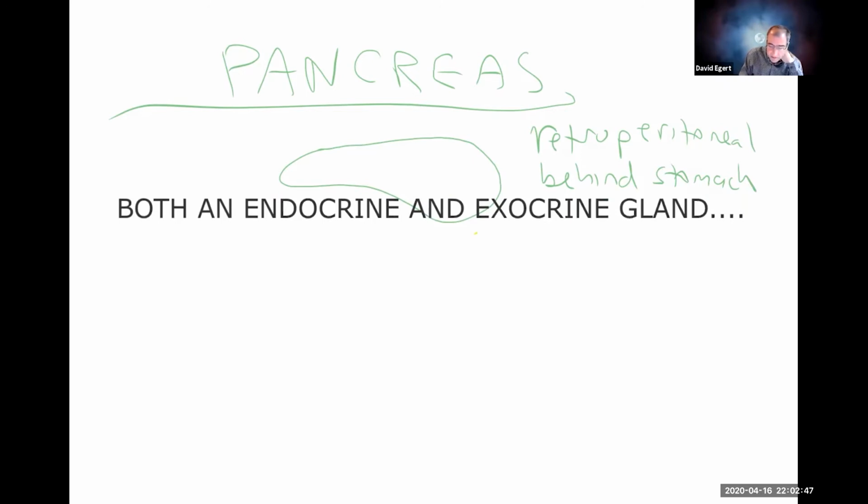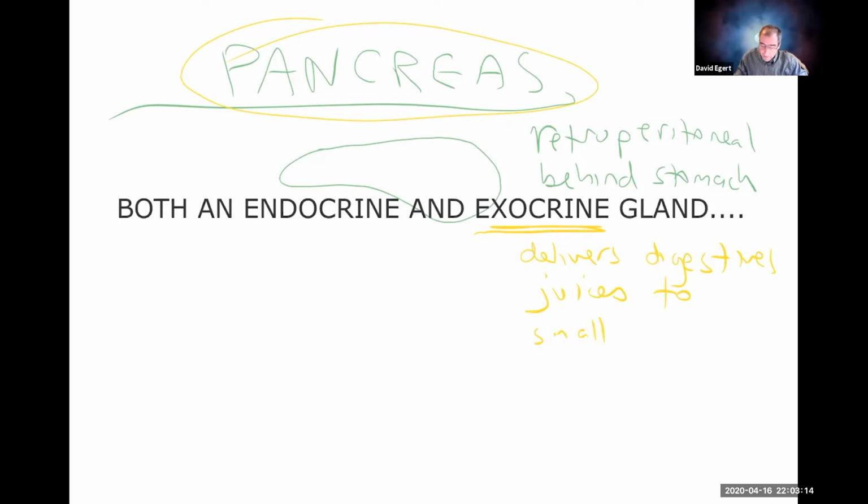So what does it mean to be an exocrine gland? It has ducts, exactly. So the exocrine gland functionality is for the digestion. Pancreas delivers, I'm going to just say for right now, digestive juices, to the small intestine, via pancreatic duct.